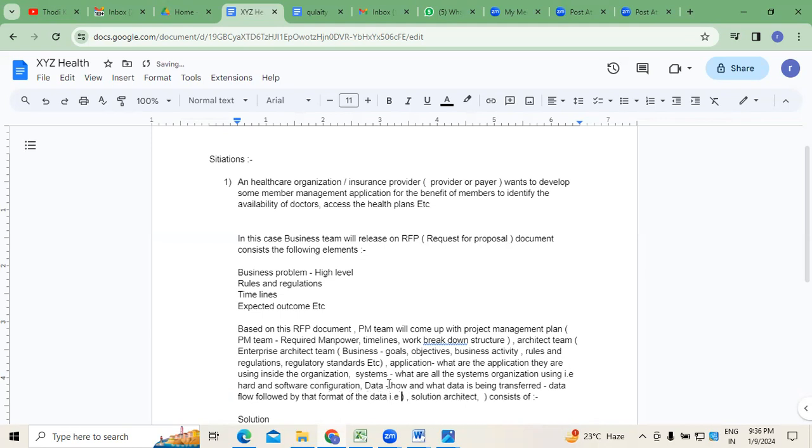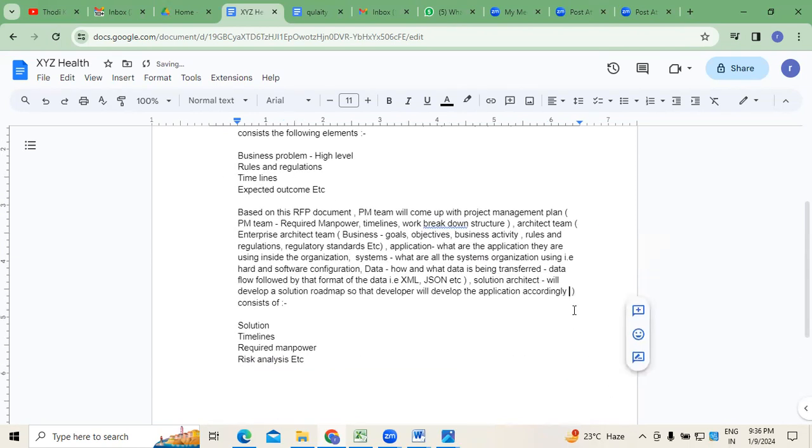Like XML, JSON, etc. Understood? Clear? By considering this, the solution architect will develop a solution roadmap, a technical roadmap. This is a technical thing. The solution architect is a technical person, who will develop a solution roadmap so that the developer will develop the application accordingly. Understood? Clear? Agreed? Right? So this is the second role.